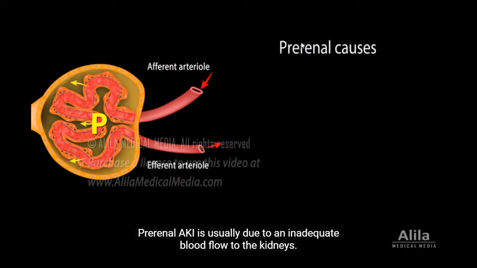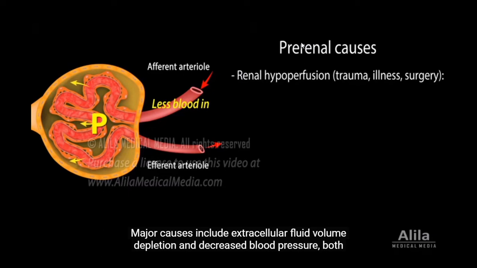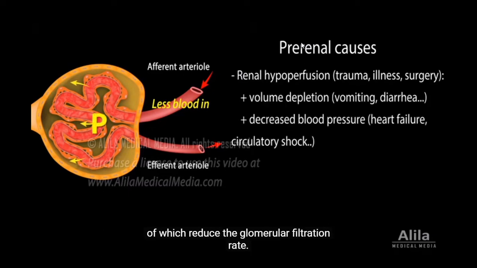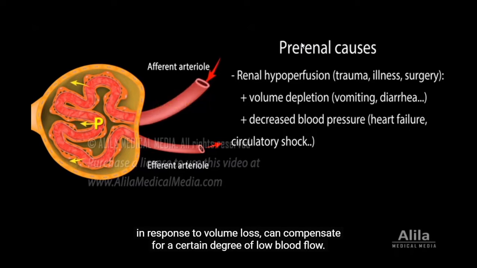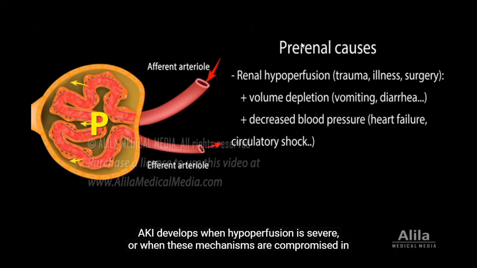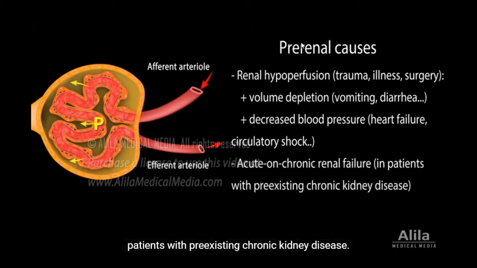Pre-renal AKI is usually due to an inadequate blood flow to the kidneys. Major causes include extracellular fluid volume depletion and decreased blood pressure, both of which reduce the glomerular filtration rate. Normally, autoregulatory mechanisms within the kidney, which dilate the afferent arteriole in response to volume loss, can compensate for a certain degree of low blood flow. AKI develops when hypoperfusion is severe, or when these mechanisms are compromised in patients with pre-existing chronic kidney disease.